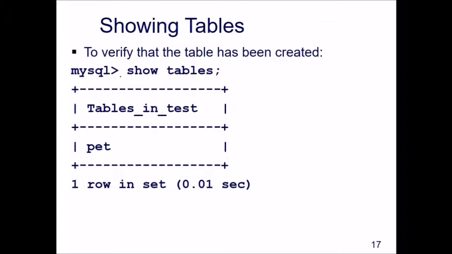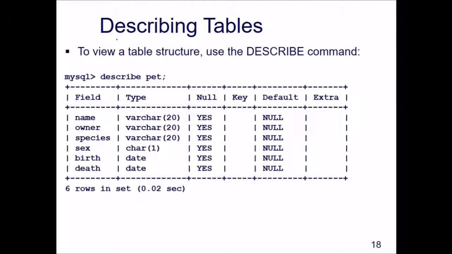Now you can go to the tables and find out how many tables there are. Show tables. Now this pet will start appearing because you have just made it. And to view a table structure, you can use describe, like describe pet. You can describe pet, and these were the fields you have made. These were the types. These are the other things which are being added by itself.